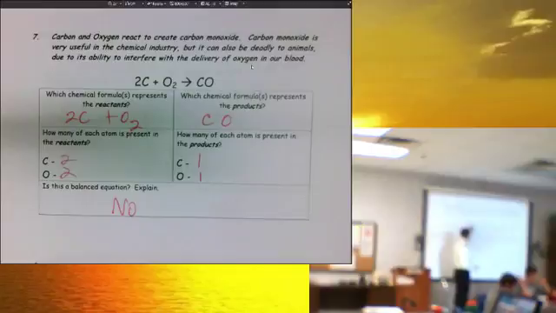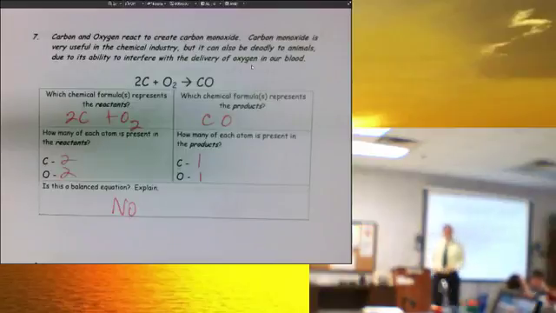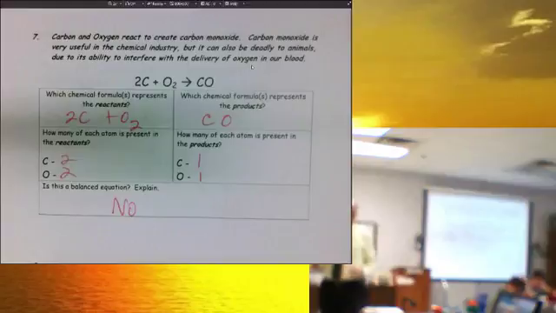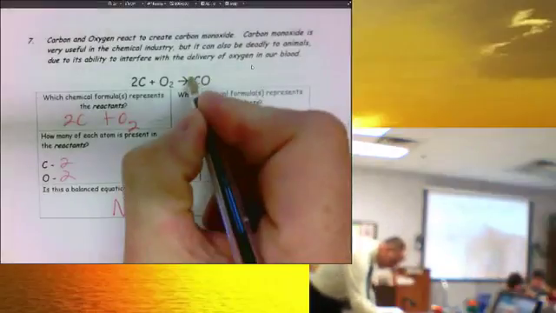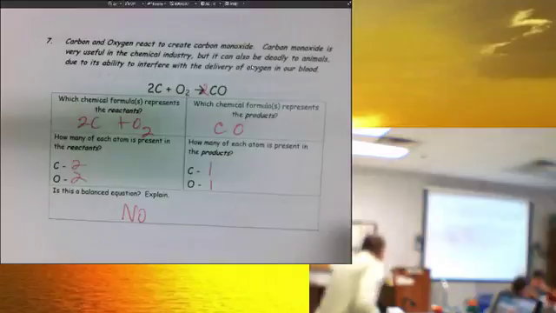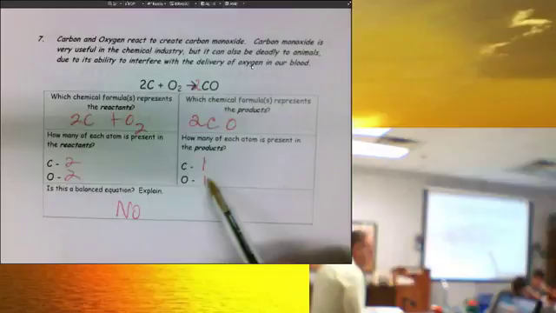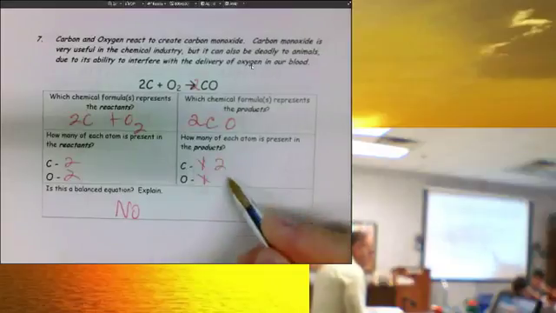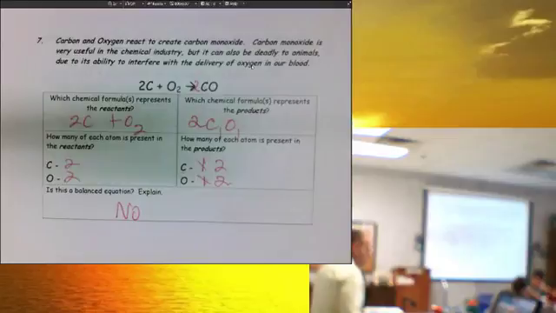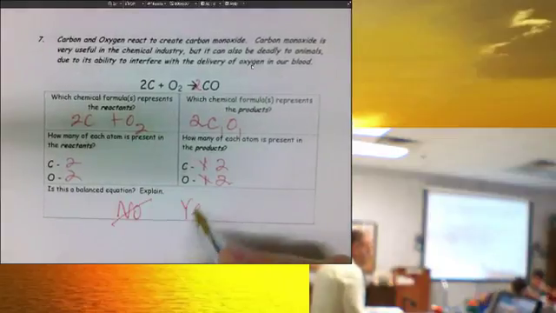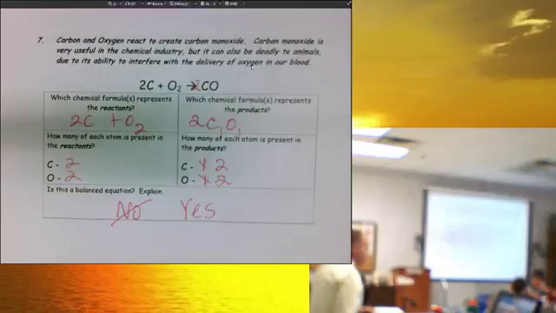We have 2 carbons here. What are we going to have to put in the front right here to make it 2 carbons? We're going to have to put a 2. So on your paper, I want everybody to put a 2 right in front of it. That would make this a 2. How would that change these 2? And then suddenly it's 2, 2, and it's a yes. That's how you balance it. Does everybody understand?